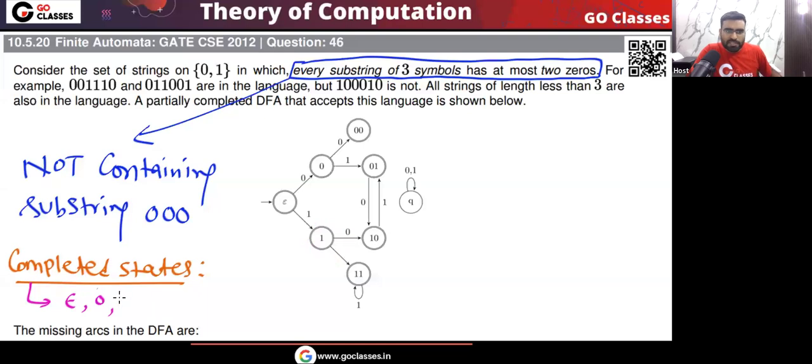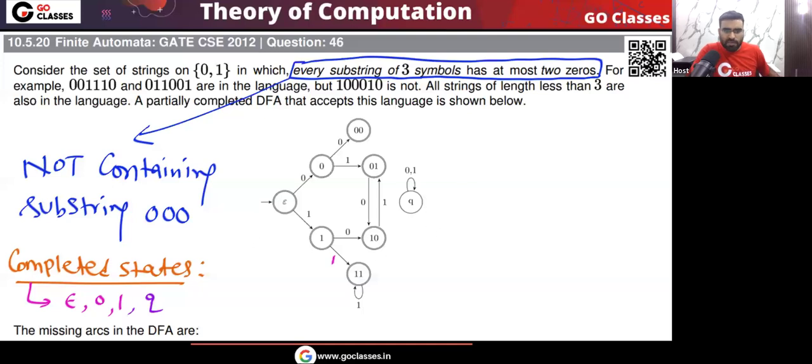This is also a completed state because for every alphabet symbol, we have created the transition. Next, is there any other completed state? Yes, state Q is completed, because in state Q, on every input symbol, we have created the transition. Now, which states are not completed? You can see these four states are not completed. Is this clear?